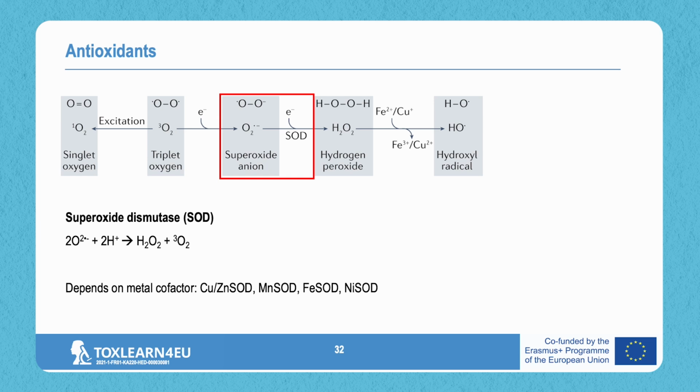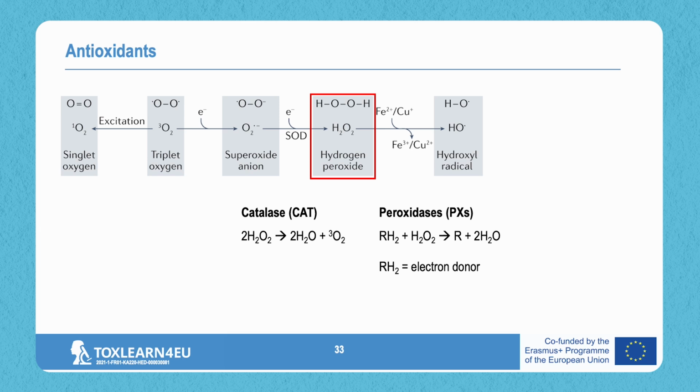And we can distinguish the different superoxide dismutases by their dependence on the metal cofactor. To dismutate hydrogen peroxide or to scavenge hydrogen peroxide, catalase and peroxidases are very important. Catalase can work with hydrogen peroxide as the sole substrate, while peroxidases need an organic electron donor to be able to convert hydrogen peroxide to water.